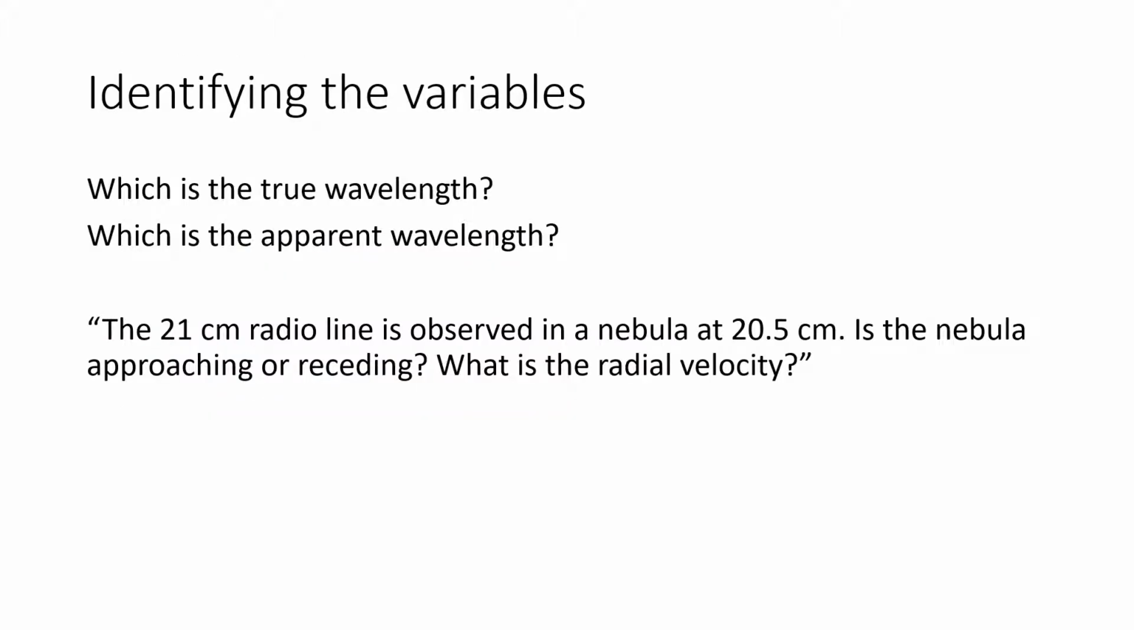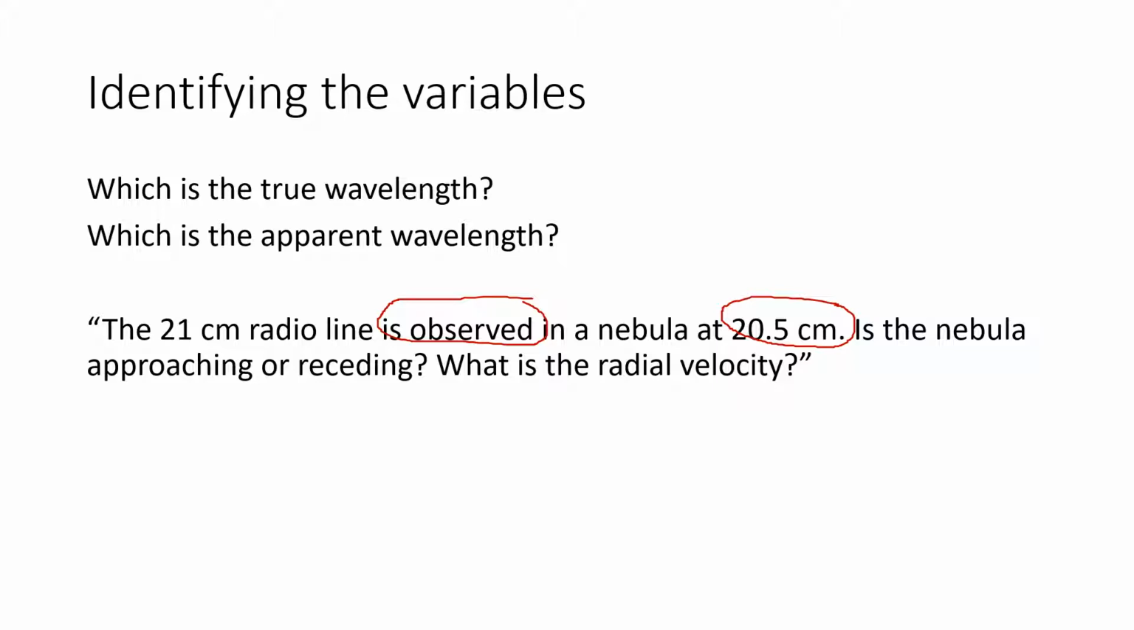So we need to identify the different variables. So let's look at the problem again. It says the 21 centimeter radial line is observed in a nebula at 20.5 centimeters. That's all you need to look at. Look at the wording. See where it says here, is observed? Something that is observed is the apparent wavelength. Now this could have said, is seen at, is found at. The point is, it's not what it normally is. So the apparent wavelength is going to be the 20.5 centimeters.